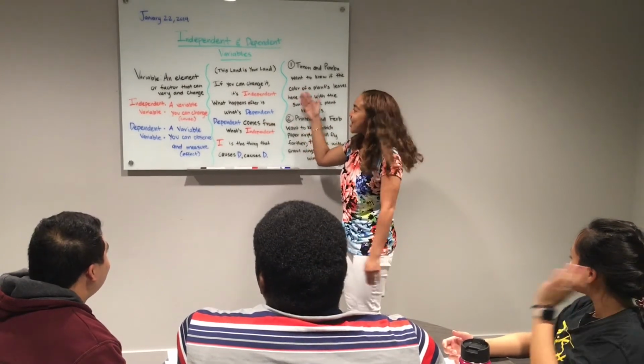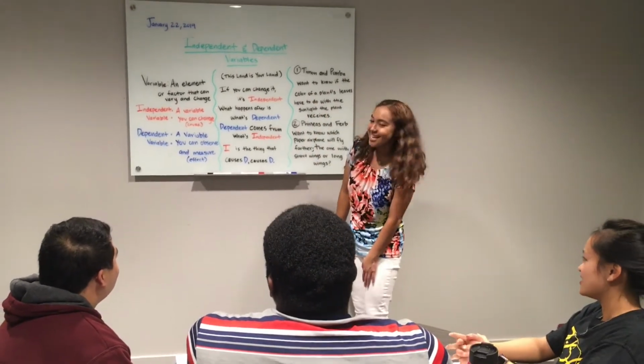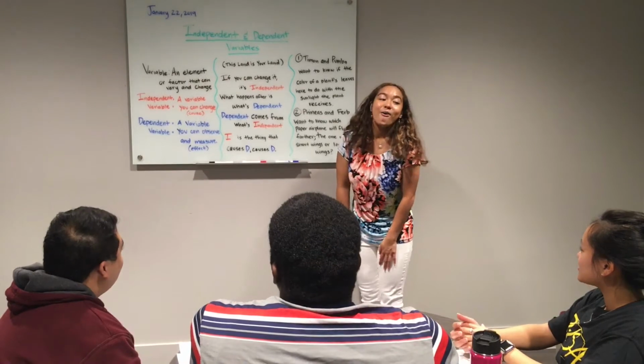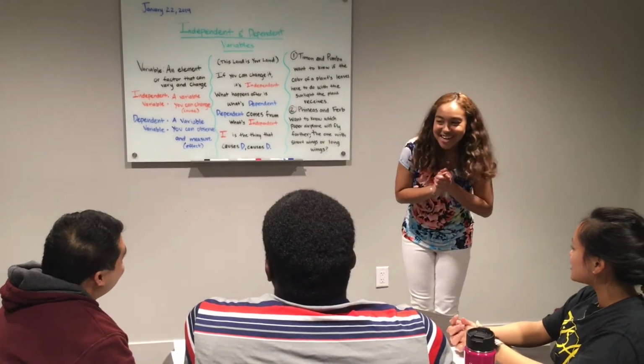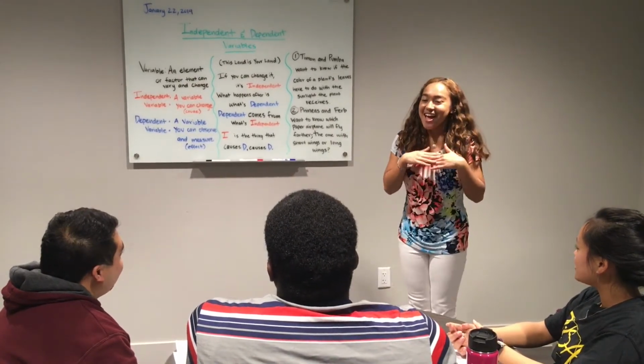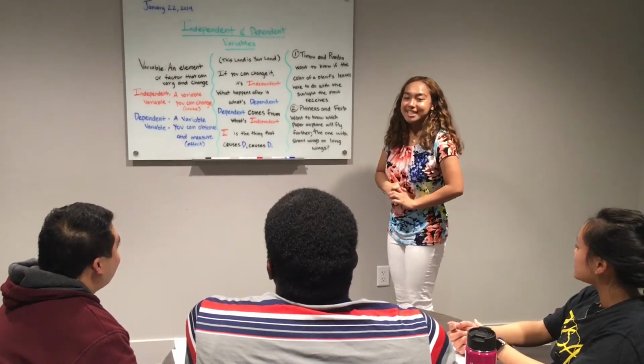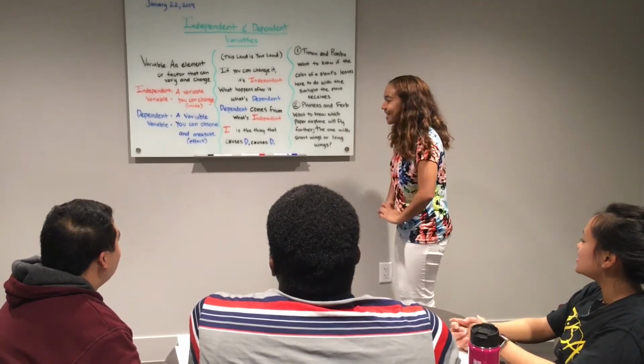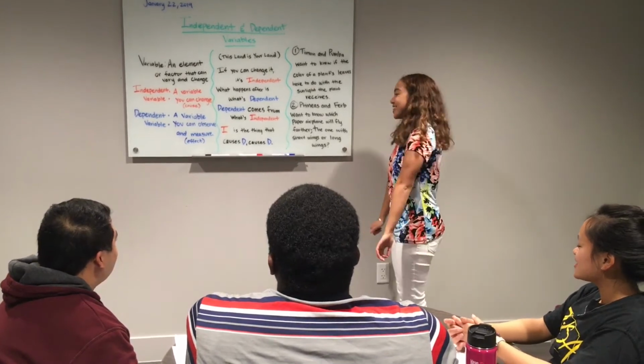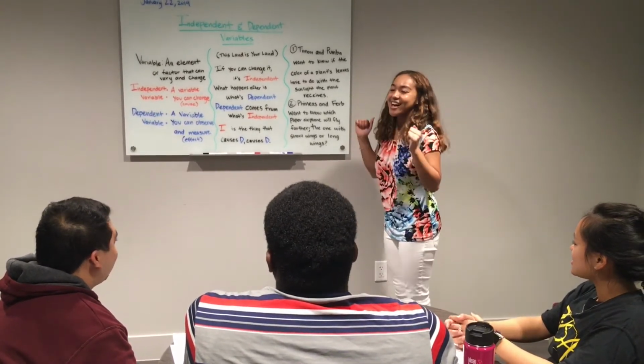If you can change it, it's independent. What happens after is what's dependent. Dependent comes from what's independent. I is the thing that causes D, causes D.